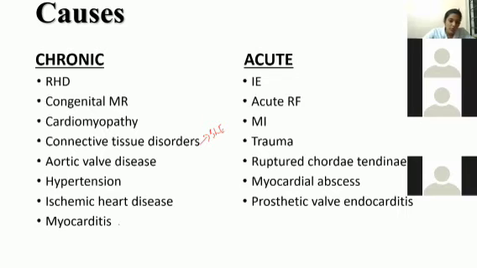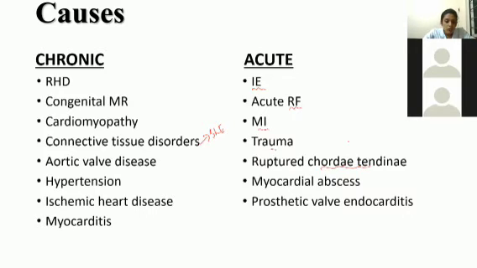Then acute conditions. I already said that rheumatic heart disease and infective endocarditis are the main conditions for all the valvular disorders, mainly the aortic and the mitral. Then MI, if it is happening, that can also cause trauma. Ruptured chordae tendineae: how will it happen? I already said in the anatomy part that the chordae tendineae are string-like structures which hold the valve in place, which connect the valve to the papillary muscles. Okay, so if the chordae tendineae are ruptured, what will happen?